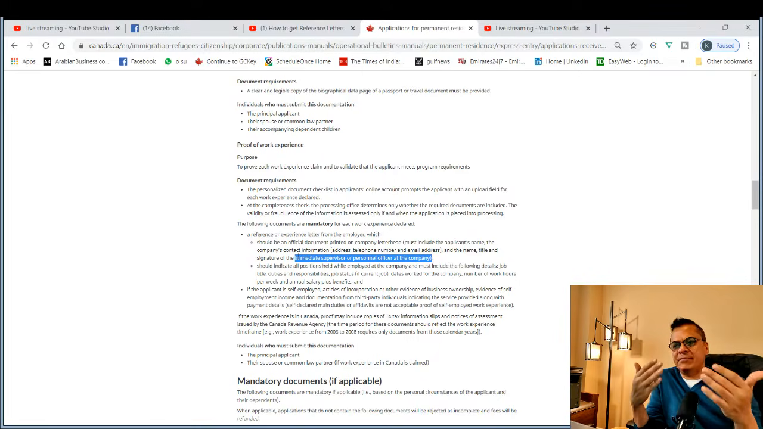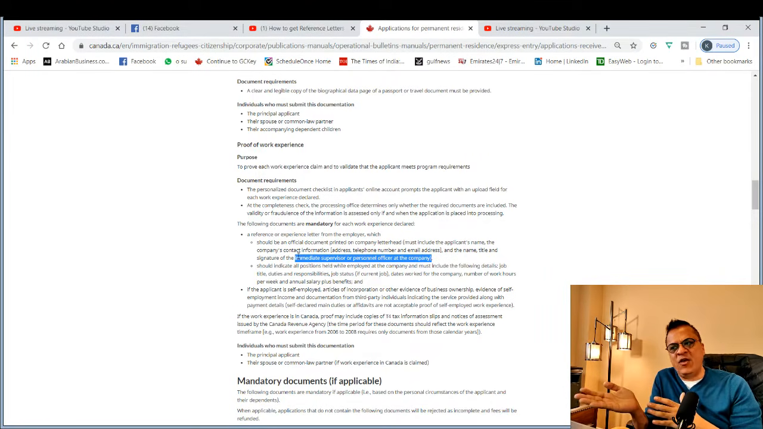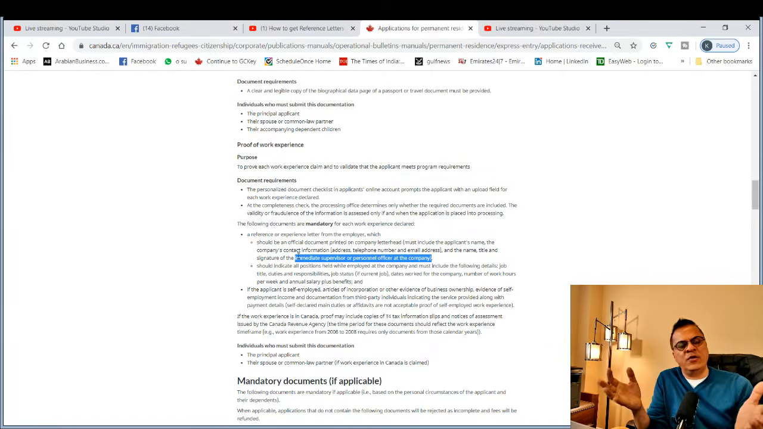Whoever is going to sign that, in this case, it refers to your immediate supervisor or the personnel officer. Personnel officer refers to the HR. Immediate supervisor refers to your reporting manager, reporting supervisor, reporting department head, etc. In a lot of smaller companies, it could be the owner, the proprietor, the managing director, or the general manager of the company. It doesn't really matter, as long as it is a person in authority who you are reporting to. So that is what this indicates.